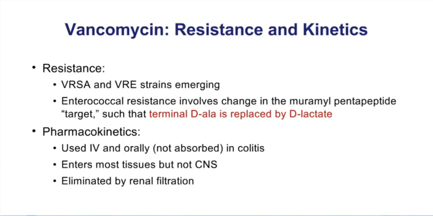In terms of kinetics, we give vancomycin IV. That's because it's not absorbed orally. But there is one situation where you would take this drug orally, and that's if you're using it to kill C. diff. It's okay to take it orally, even if it's not absorbed, when your goal is to kill a gut bacteria. It does enter most tissues, but doesn't effectively go into the CNS related to its large size, and it is eliminated by the kidneys.